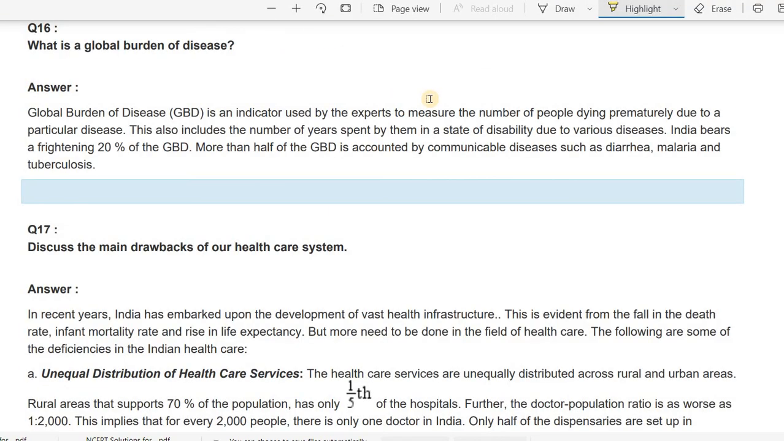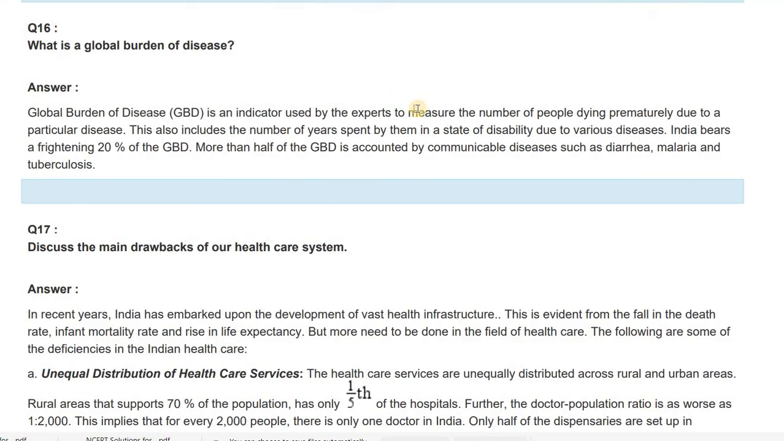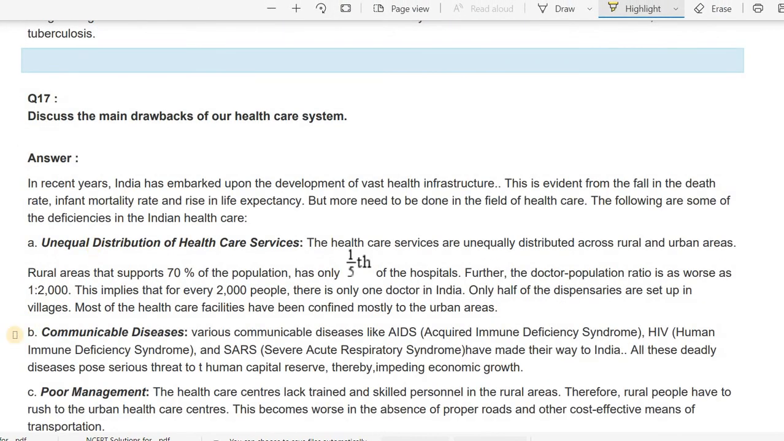Global burden of disease is an indicator used by experts to measure the number of people dying prematurely due to particular diseases. Okay, India bears a frightening 20% of GBD, the global burden of disease. It is an indicator used by experts to measure the number of people dying prematurely due to particular diseases.